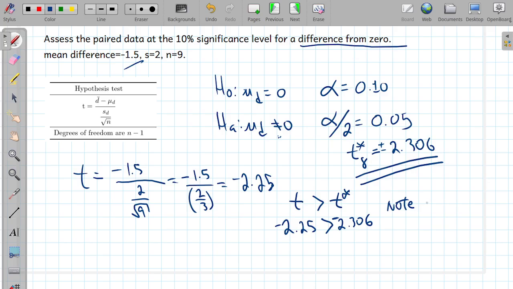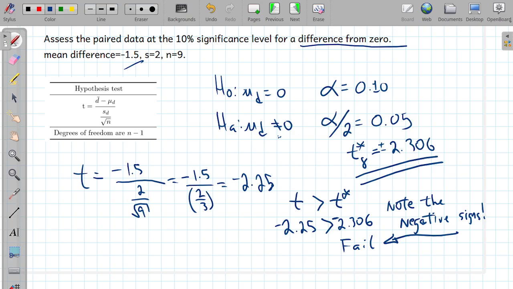So note the negative sign. That's why this is kind of confusing. This is where the p-value method really comes out ahead. So this is a fail to reject in this case. Now, what about the p-value?